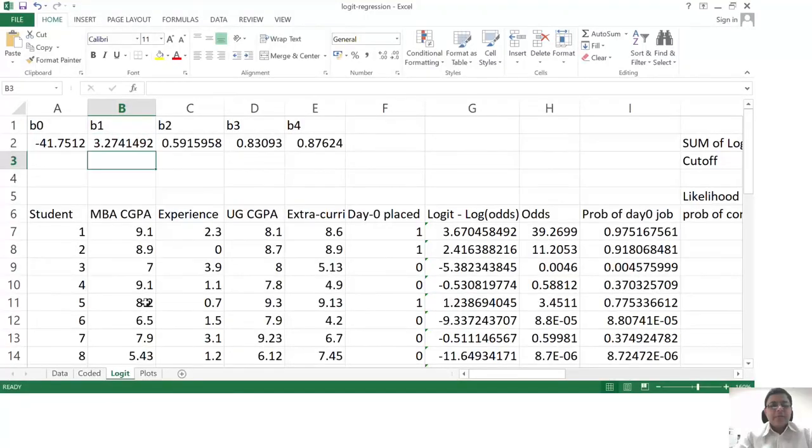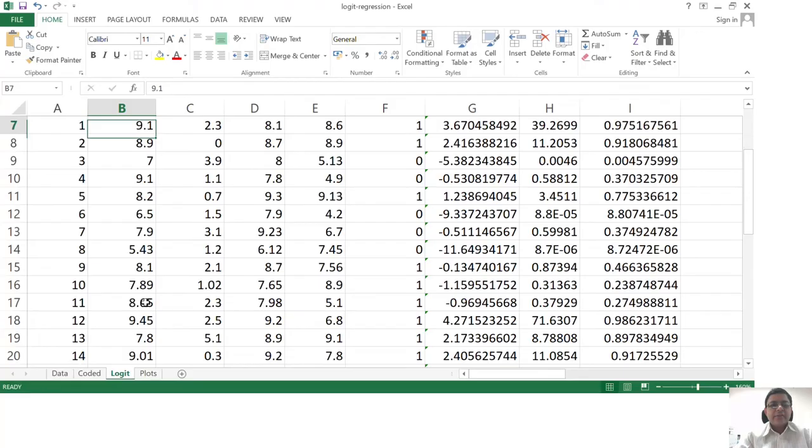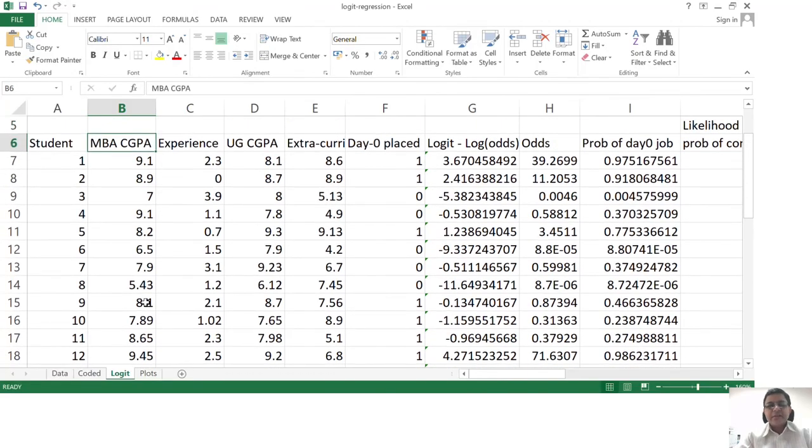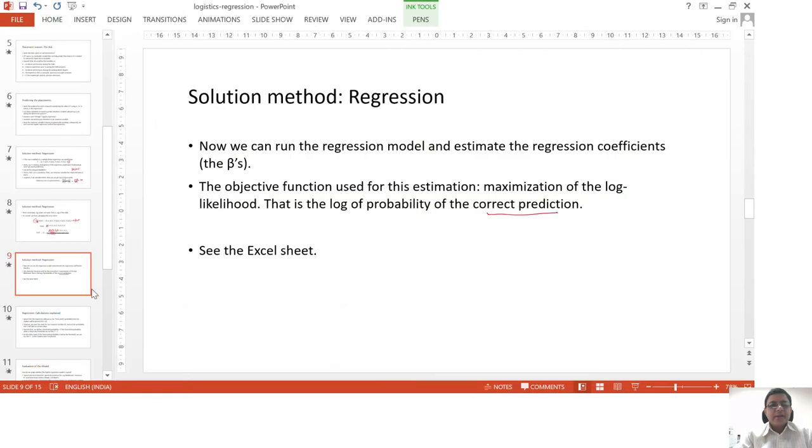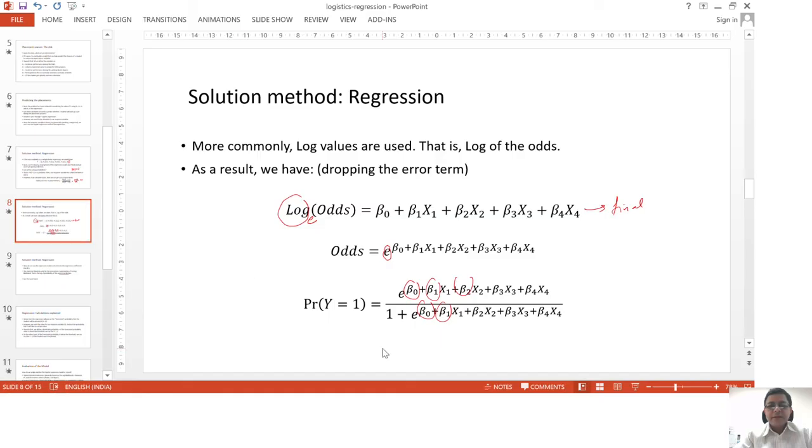Anyway, right now the idea is to show you the logistic regression. And as I said, this is synthetically generated data. The first thing that we do is to code the expression. Okay, what is the expression that we are trying to code? This is the expression that we are trying to code, right?